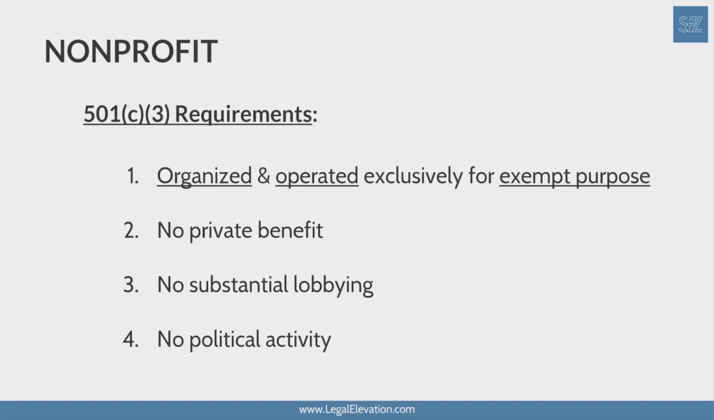So the core requirement is that the nonprofit must be quote-unquote organized and operated exclusively, and exclusively is really the quotations, for exempt purpose. And I'll explain why I'm qualifying exclusively so much. The other requirements are no private benefit, no substantial lobbying, and no political activity. But a lot of activities that nonprofits do can influence public policy and not be considered lobbying or political activity. But if you take a stance on a candidate, for example, that's going to be political activity that's not allowed.